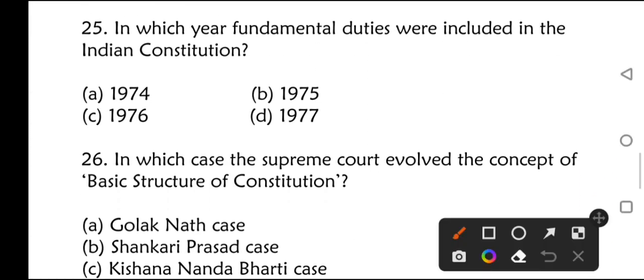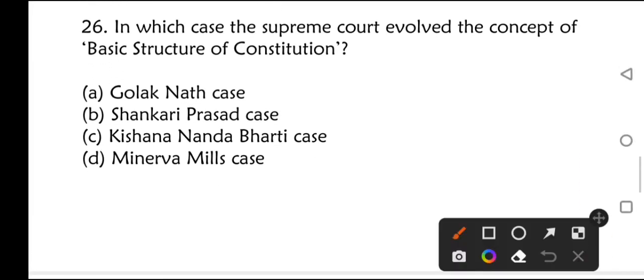Question 25. In which year fundamental duties were included in the Indian Constitution? It was in 1976. Okay, fundamental duties were included. Firstly, it included 10 fundamental duties, then later one more fundamental duty was added to the list.